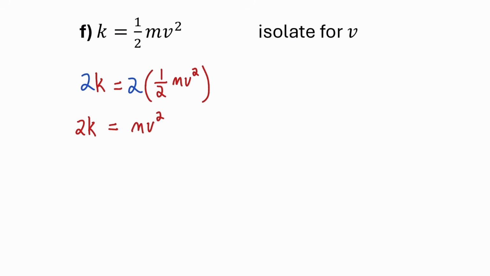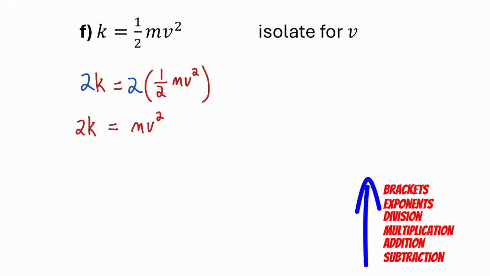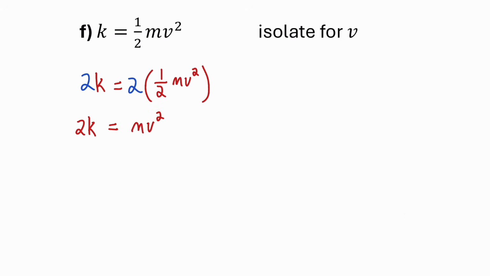And now 2 operations are happening to the v that we want to isolate. It's being multiplied by m, and it's being squared. When choosing what inverse operation to do first, I have to do BEDMAS in reverse. So before doing any exponents, I have to take care of the multiplication. The opposite of multiplying by m is dividing by m. So I'll divide both sides of this equation by m. On the right, the m's cancel, leaving me with 2k divided by m equals v squared.